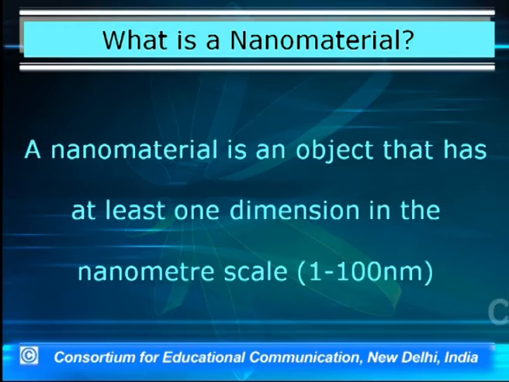Now, having said this, a nanomaterial we can now define as an object that has at least one dimension in the nanometer scale. What we mean to say is that every object is a three-dimensional object, like for example, a ball, a dais, any object which we see around, except for a sheet of paper, which is a two-dimensional object. So, therefore, every object has three dimensions in a three-dimensional space, and if it has a size of the order of 1 to 100 nanometers in at least one dimension, then we can say that the material is a nanomaterial.